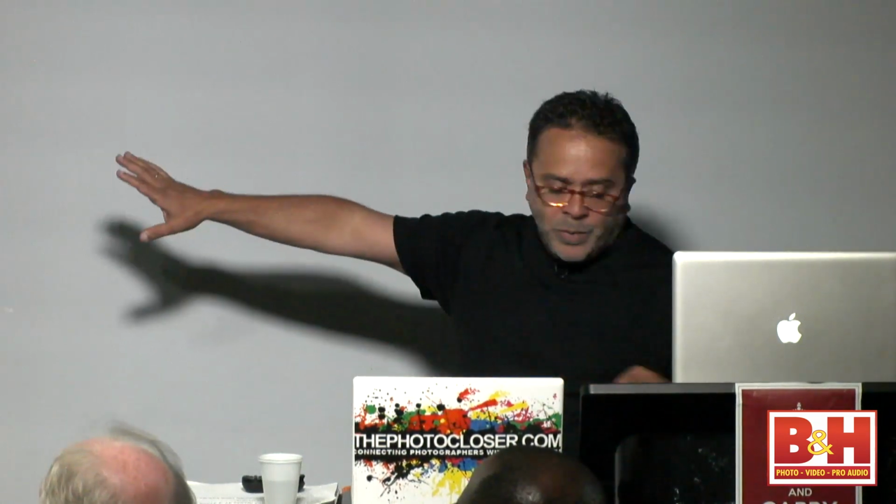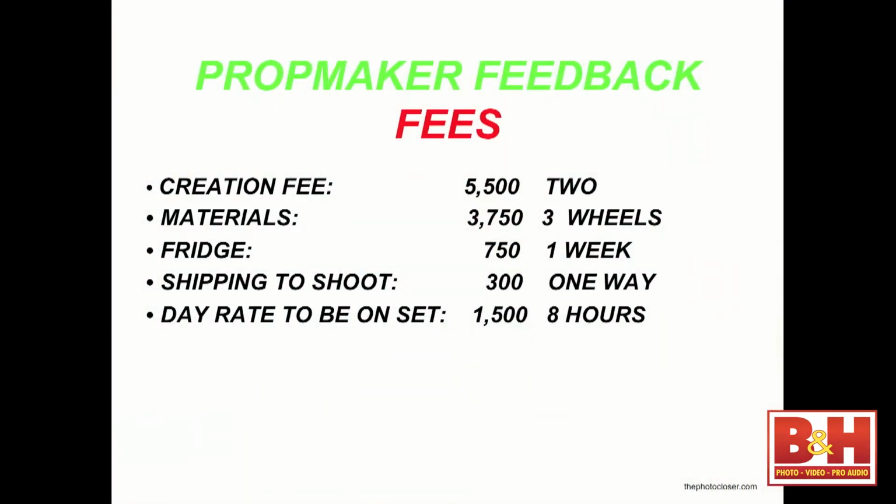And all the things around that. But we find out that this is what the prop maker wants to charge. To create 2 of those engines, it's going to be $5,500. The materials, the cheeses, each wheel is $3,700. You're going to need an industrial fridge to ship the day of the shoot. Just to ship it from studio to studio is going to be $300.